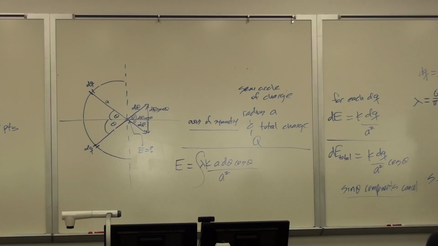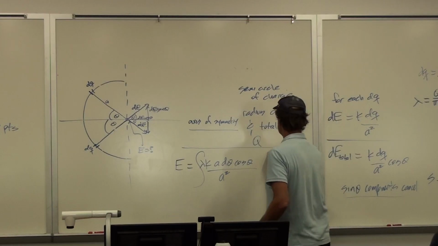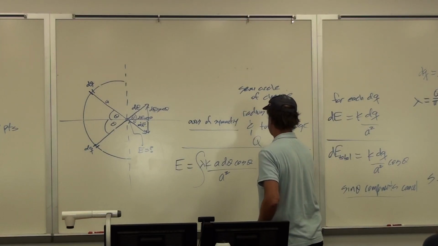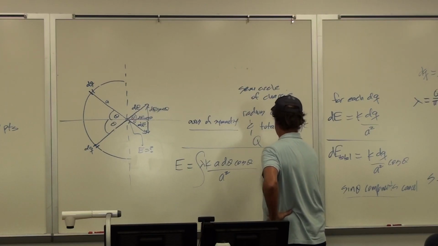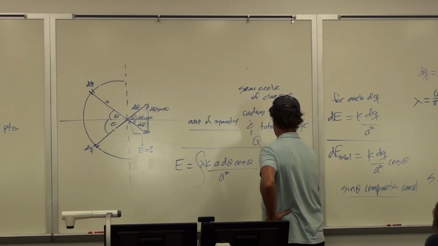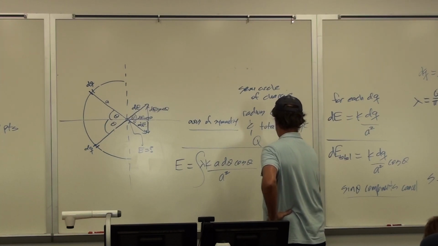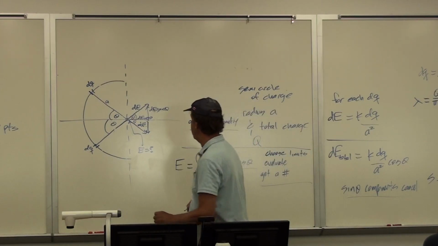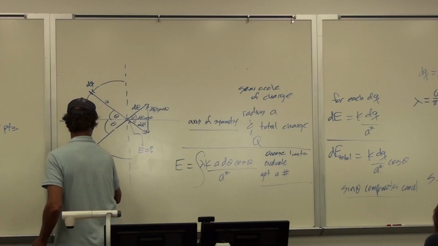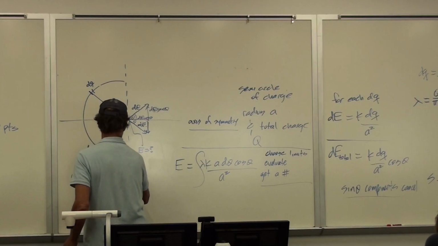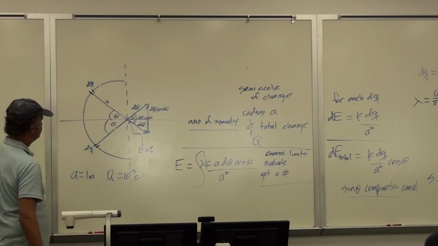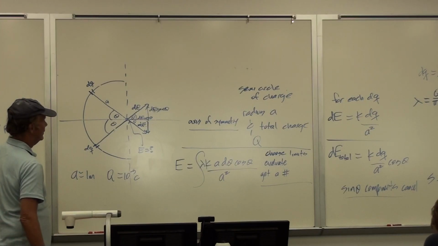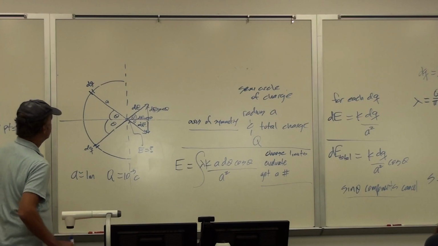And so what I want you to do from here is choose your limits of integration and evaluate. Get a final number. Let's say A here is 1 meter. Q is 10 to the minus 5 coulombs. And I think that's all we need. We just need the charge and the A. And so choose your limits and get a number. So we'll call this one number 1.